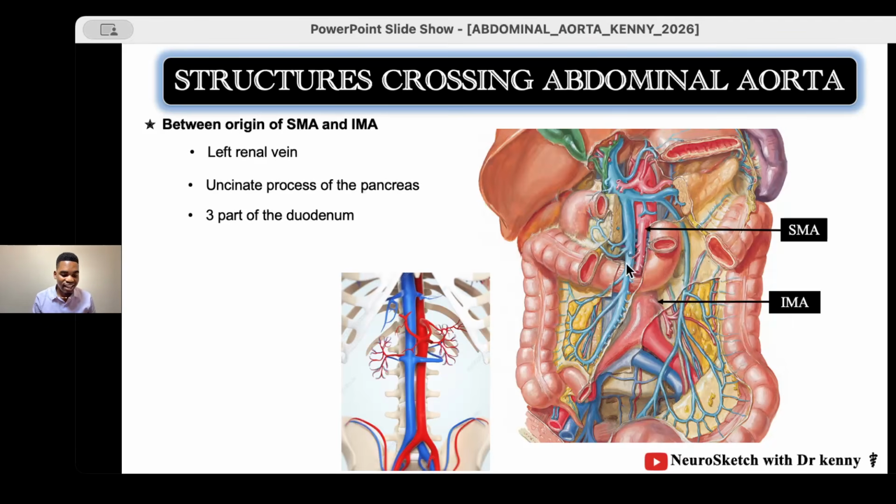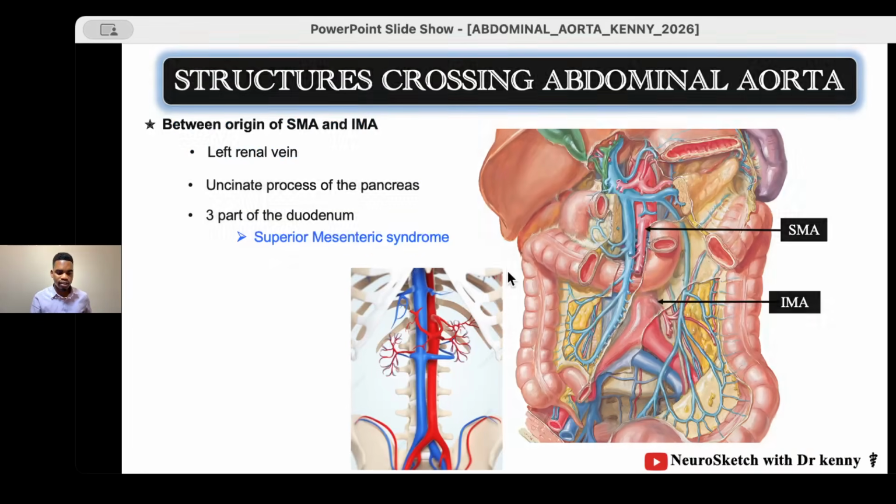Very, very important. This is because the third part of the duodenum passes below the superior mesenteric artery, and we are going to discuss later that the superior mesenteric artery can compress the third part of the duodenum here, resulting in a condition called superior mesenteric syndrome. Very, very important. We're going to discuss it at some point. In superior mesenteric syndrome, the third part of the duodenum is compressed between the superior mesenteric artery and the abdominal aorta. This can result in obstruction of the intestinal lumen, and it's very, very important.